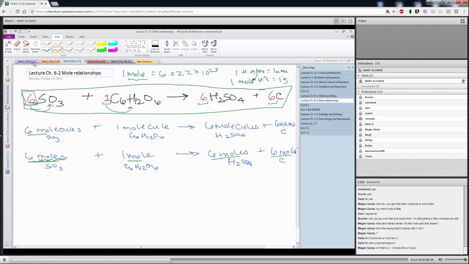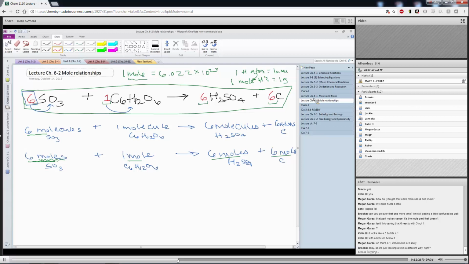So if 6 reacts with 1, then 6 dozen would react with 1 dozen, or 6 score would react with 1 score, or we're just going to say a mole is a different kind of a batch, so 6 moles is going to react with 1 mole. Did that clarify the issue? Yep, just looking at it in a different way.